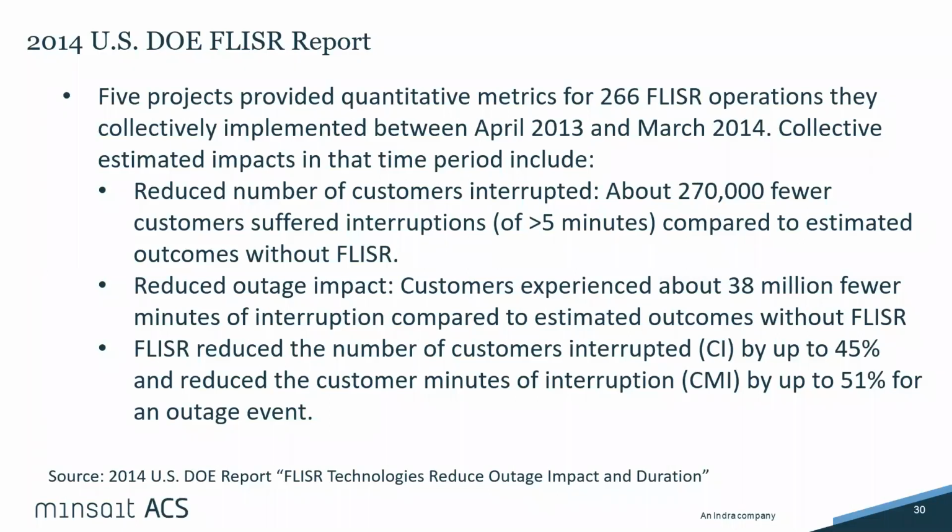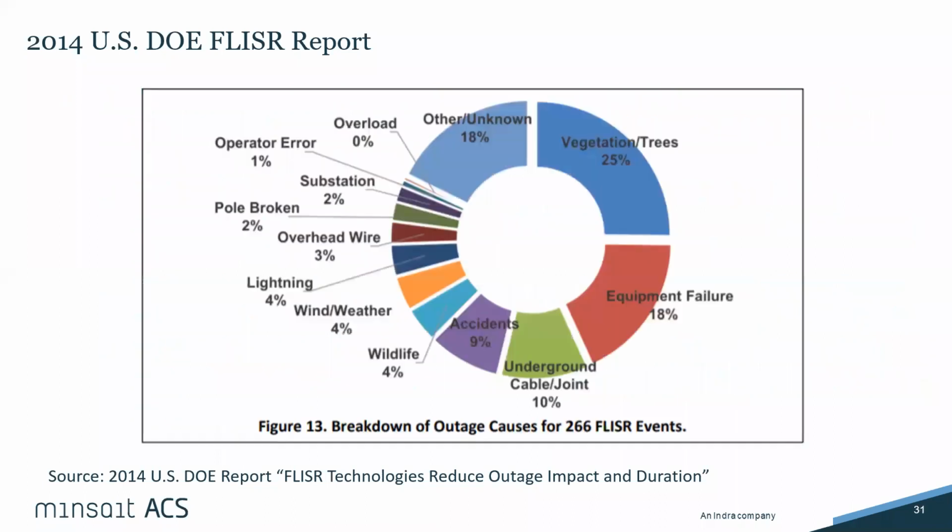But then also, some other indices that they saw were that it reduced the number of customers interrupted by 45%. It also reduced customer minutes of interruption by up to 51% of an outage event. And these are pretty typical of industry standards. A successful FLISR scheme will certainly provide a lot of basis for improving your reliability indices very quickly.